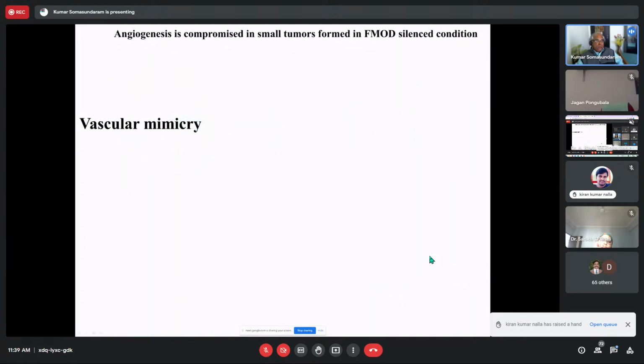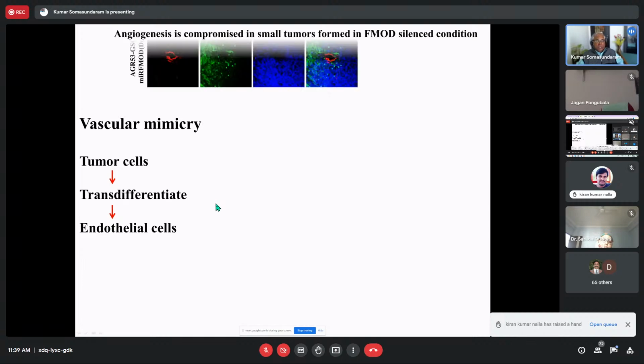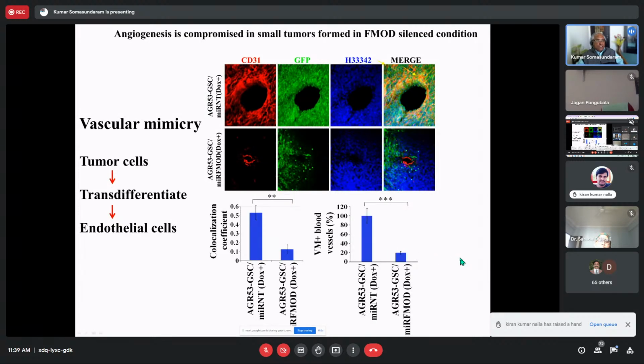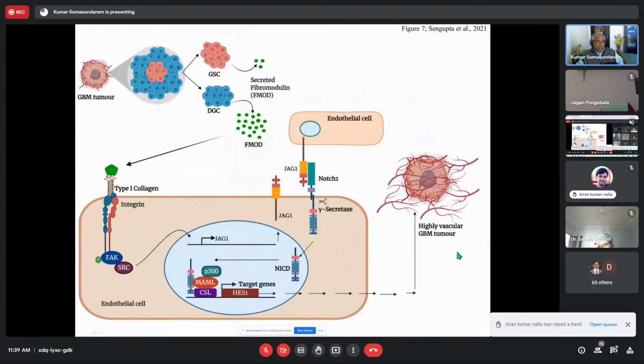And also another form of angiogenesis is vascular mimicry, where the tumor cells transdifferentiate to form endothelial cells. This kind of angiogenesis as well is actually compromised. You can see the GAP is a marker for the tumor cells. CD31 is the angiogenic marker, endothelial marker. There is a nice co-localization which is present in the control tumor, but not in the small tumor formed when FMOD is silenced. So essentially, both types of angiogenesis are inhibited in the absence of FMOD.